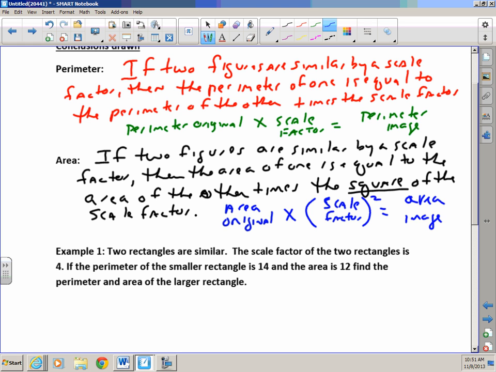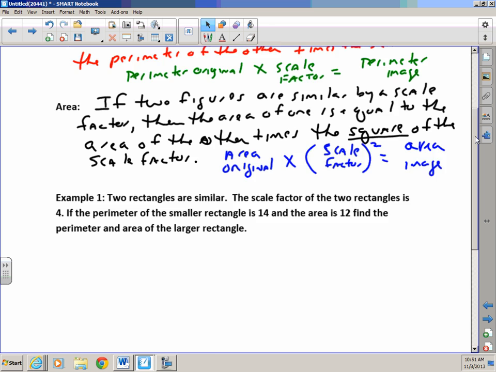So if you looked back at the problem we did at the very beginning, if you took the scale factor of 3, squared it, because we changed the length and the width, that's 9. 9 times the 9 is the 81.